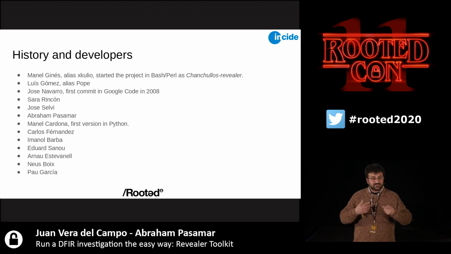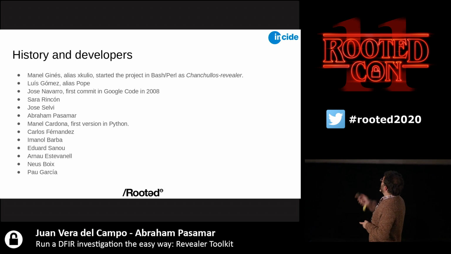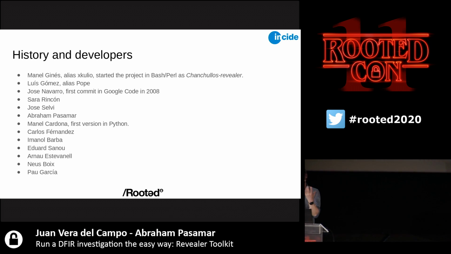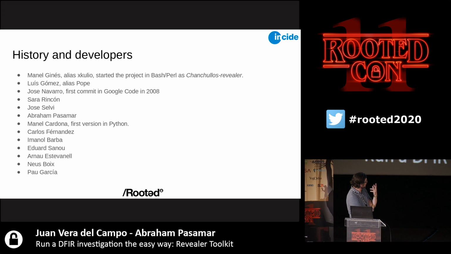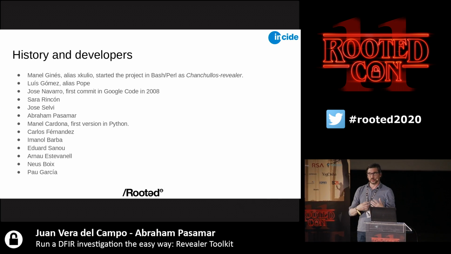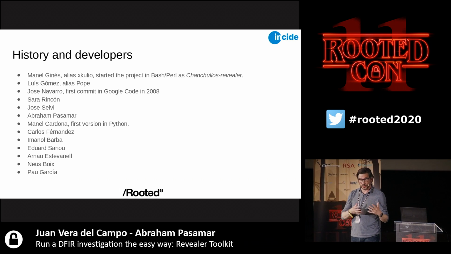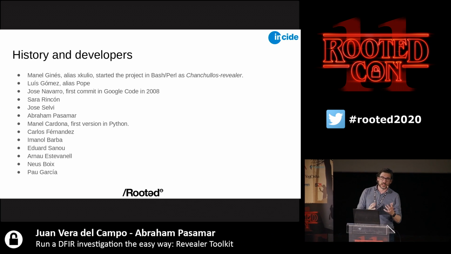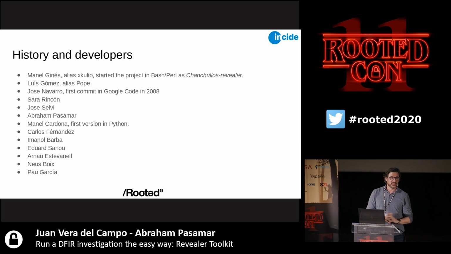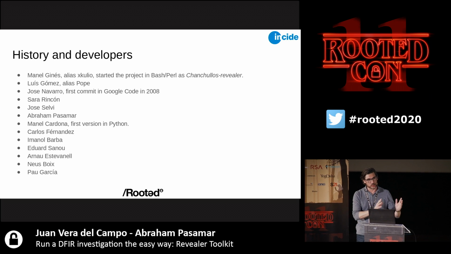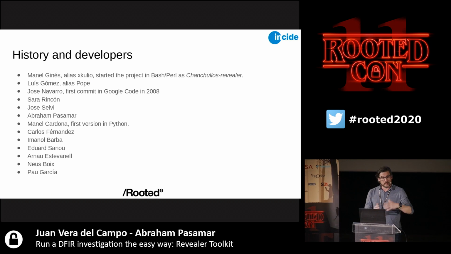So for you to see that this is not a project that we have invented right now, it has a long history. There have been many people working on it. In fact, the Revealer Toolkit starts from some scripts that in an original way were baptized by Manuel Gines in Bas and Pels. He started to call them Chanchullo's Revealer, because in the forensic activity you always look for any illegal situation. So we call this Chanchullo's Revealer. It was not a very serious name, so we removed it from the equation, but we kept that Revealer. And this is why both versions have been called Revealer Toolkit.